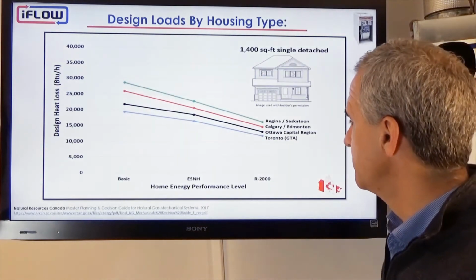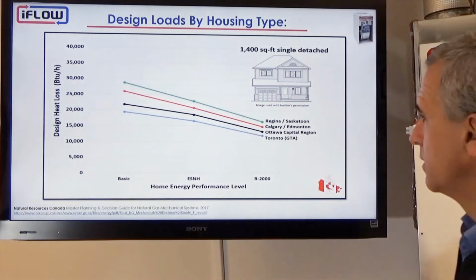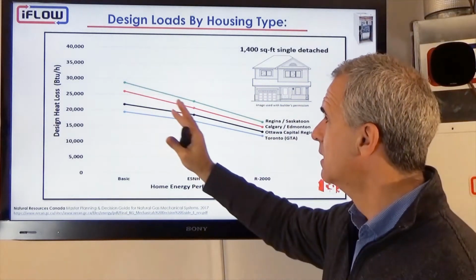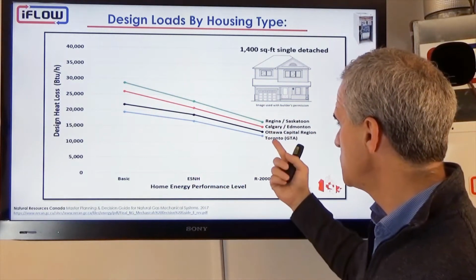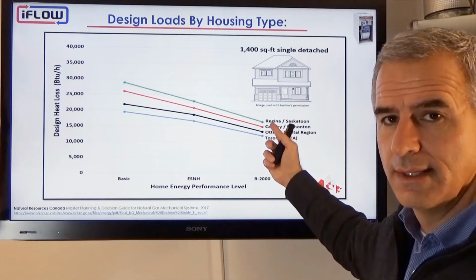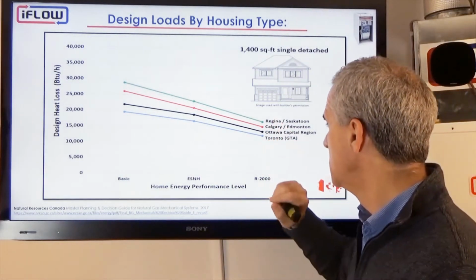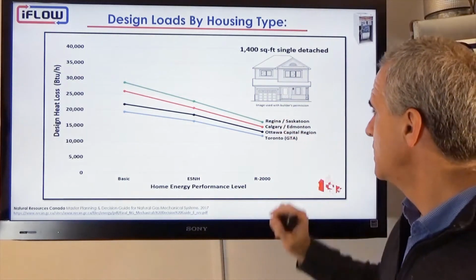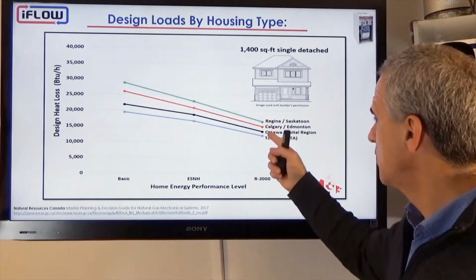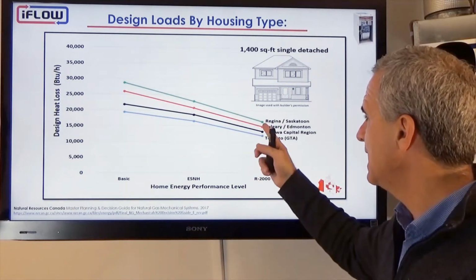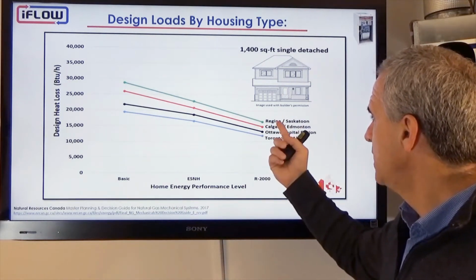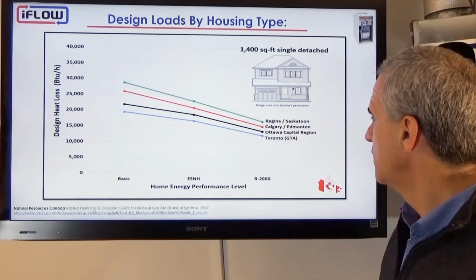Let's see about Canada. Let's see if our results are similar. So in Canada, we have 4 locations. We have Toronto, Ottawa, Calgary, and Regina. Regina is the coldest of the 4 cities that we're looking at. That would be north of the Dakotas.